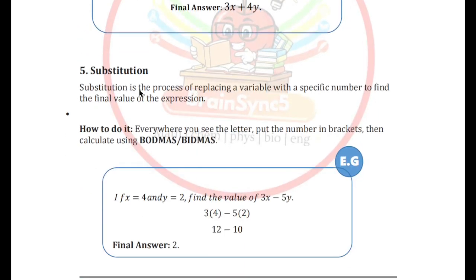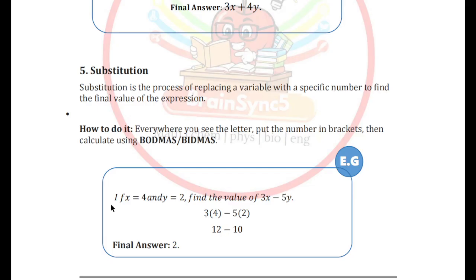So let's look at substitution. How do we substitute? To substitute, we just mean to replace a value. So substitution is the process of replacing a variable with a specific number to find the final value of the expression. So if you are given a variable, you replace that variable with a number. Like in an equation, they will always give you the value of that variable. So you're going to replace it.